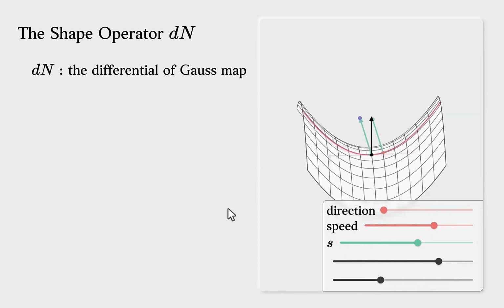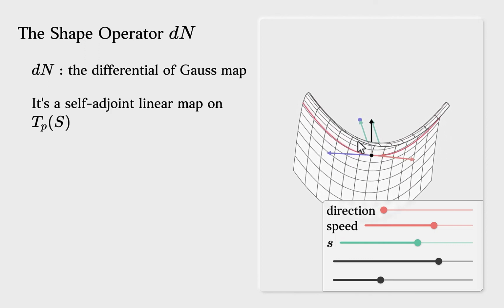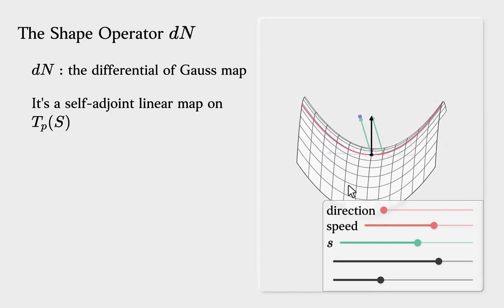So let's summarize and add a little bit of information on dn. It's the differential of the Gauss map. It's a self-adjoint linear map on the tangent plane, because we have already seen the input and the output, they are all on the tangent plane. And we will now prove the self-adjoint linear part in this video.